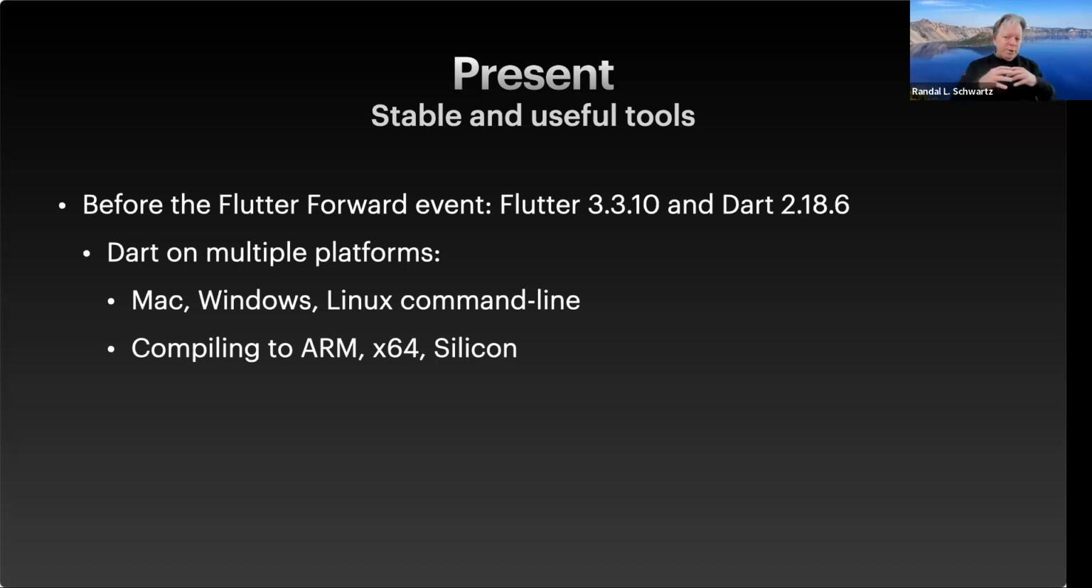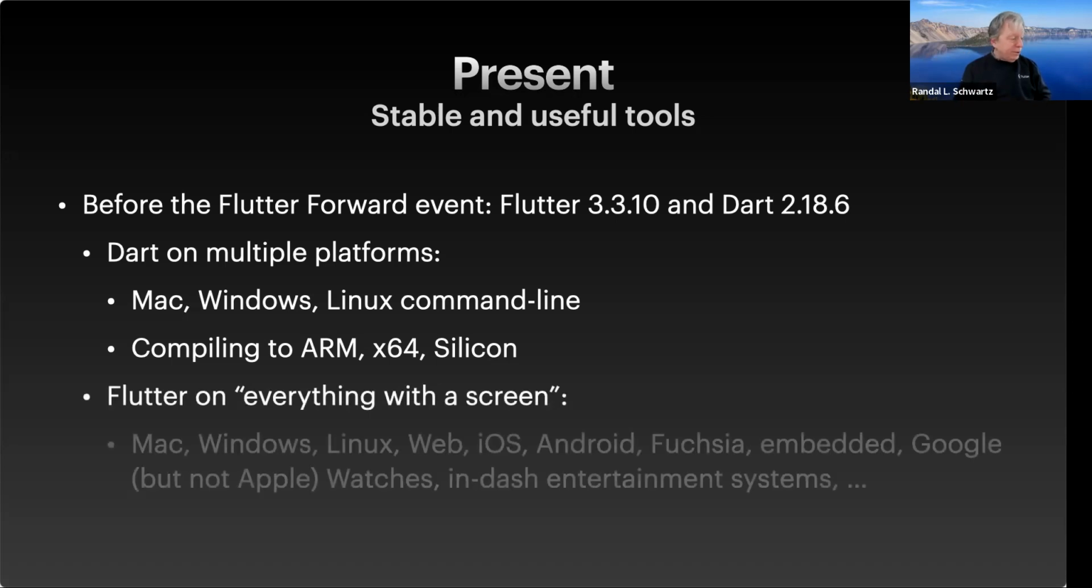Instead, it's being compiled all the way down to ARM code directly. So it's running at machine level speeds, which actually makes it much more performant than the biggest competitor to Flutter when people think of cross-platform, which is React Native. React Native has to go through a JavaScript bridge, and it slows it way down compared to what Dart can do in Flutter. And Flutter is, again, pretty much on everything with a screen.